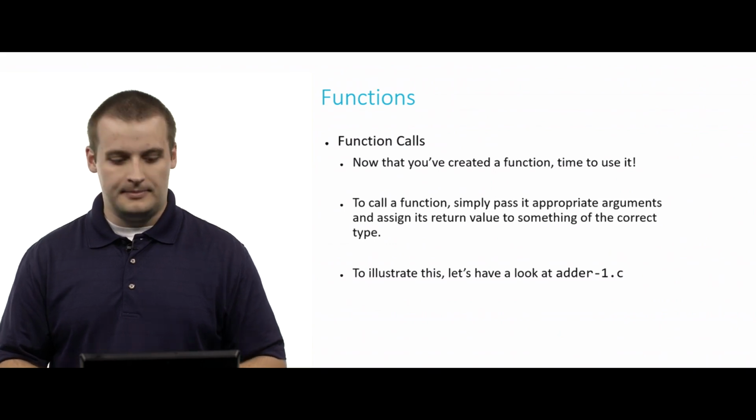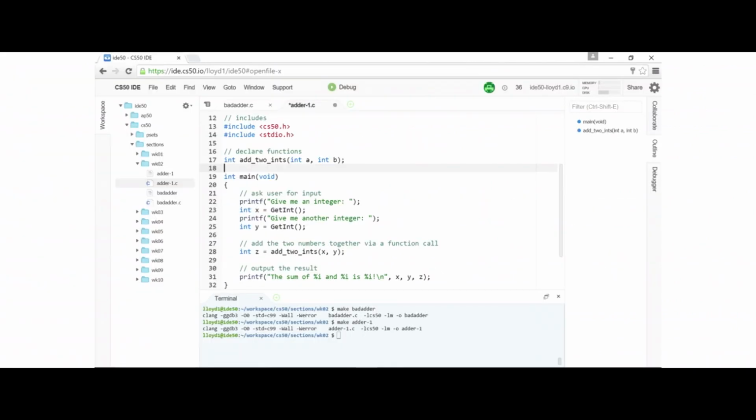So here is adder1.c. At the beginning, you see I have my includes, pound include standard IO, and CS50.h. And then I have my function declaration. This is where I'm telling the compiler I'm going to be writing a function called add2ints. It's going to output an integer type variable. That's what this part is right here. And then I have two inputs to it, a and b, each of which is an integer.